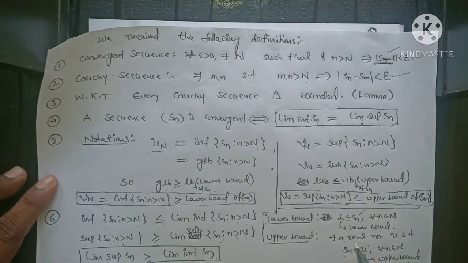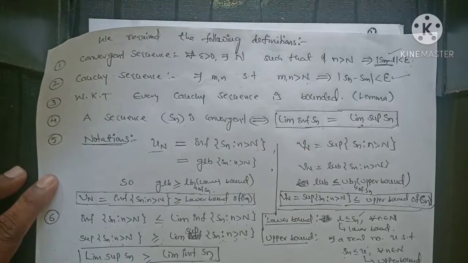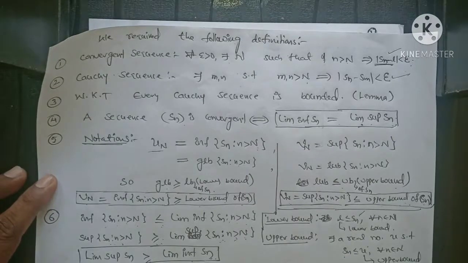In the upper bound, there exists a real number U such that Sn less than or equal to U for every n belongs to N. Every member of the sequence is always either equal to or less than a certain number U. That number U is called the upper bound of a sequence.